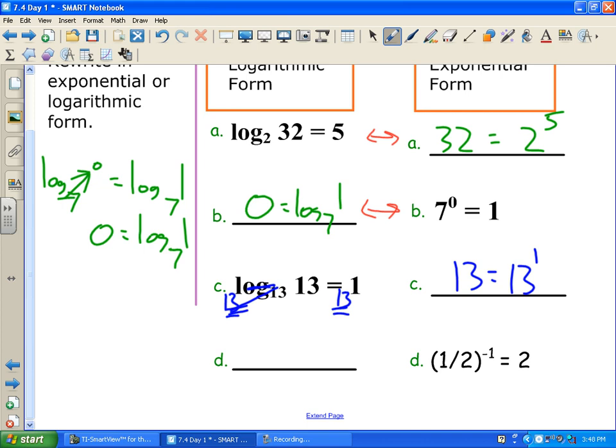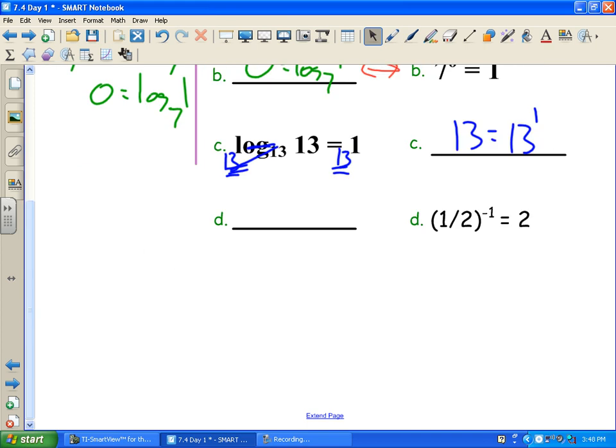Last problem. I need to go from exponential form into logarithmic form. That is 1/2 to the -1 equals 2. That is, like I said, in exponential form. So we need to get a log introduced. We have to match our bases up. So I'm going to write that: 1/2 to the -1 equals 2.